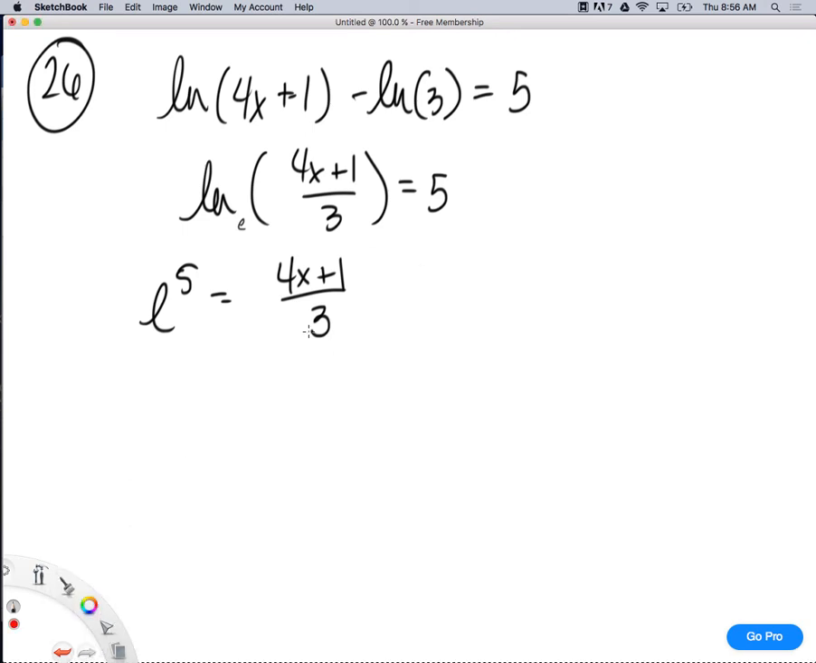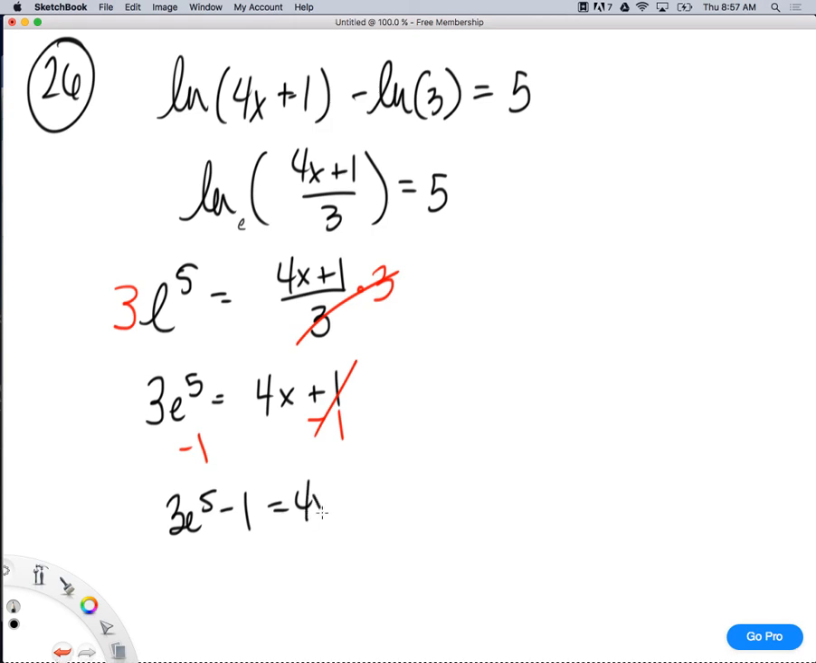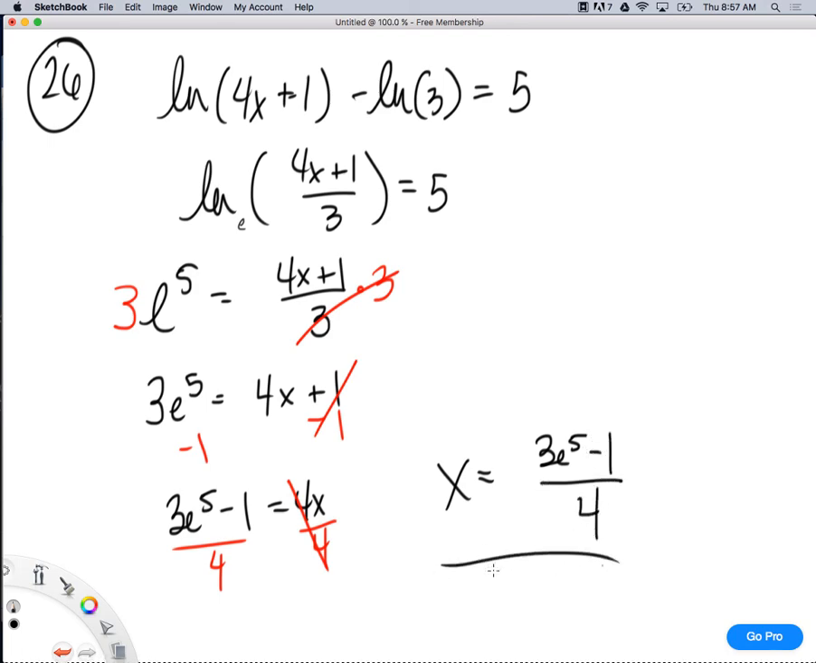What do I do now? I got to get x by itself. What's the first step? Multiply by 3. Good. I end up with 3 e to the 5th equals 4x plus 1. I subtract 1 from both sides. I get 3 e to the 5th minus 1 equals 4x. Last step, divide by 4. My final answer is x equals 3 e to the 5th minus 1 over 4. Final answer. Any questions? Yes, sir.